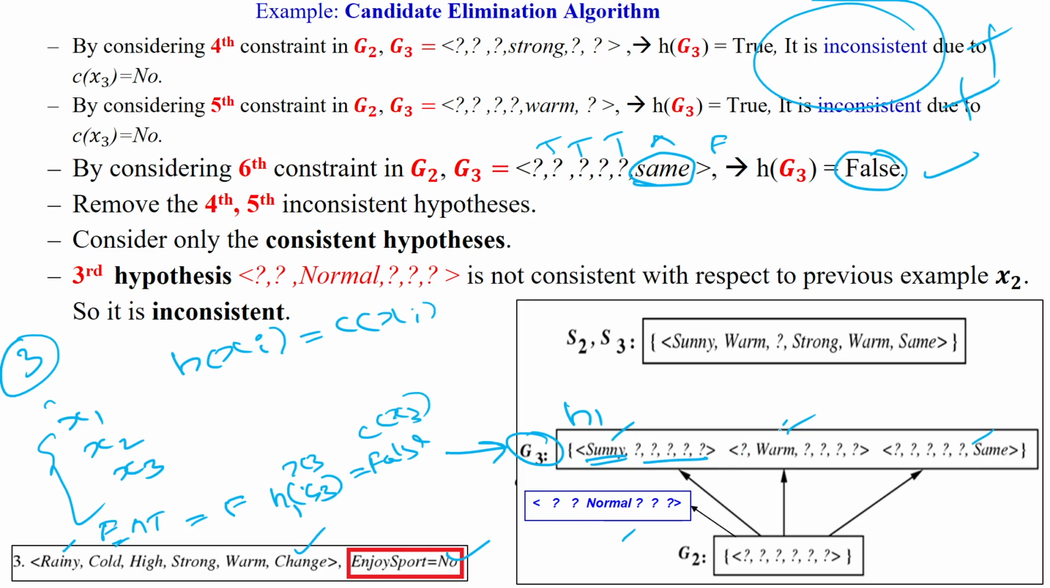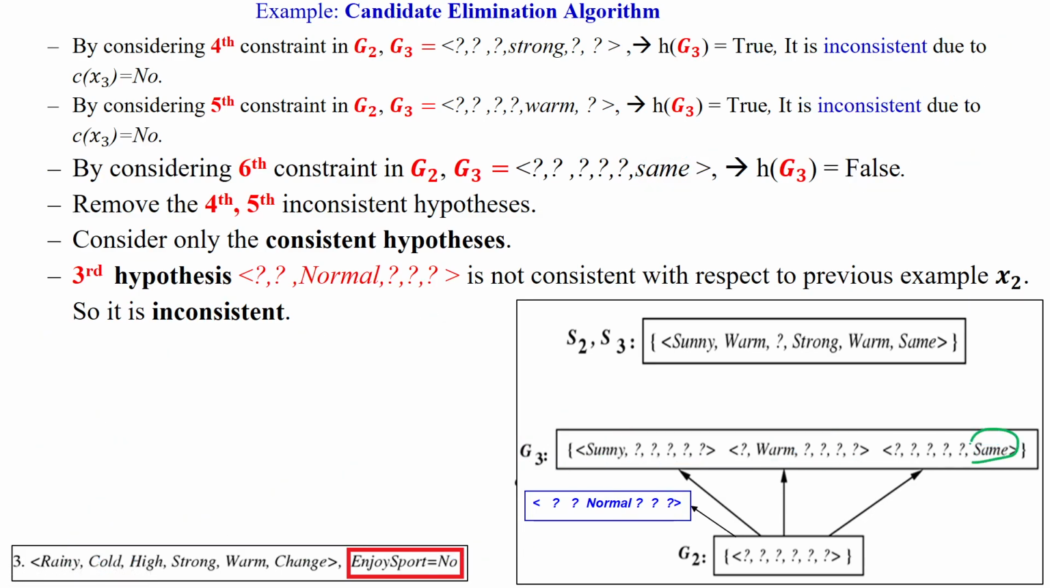Like this, when you are checking, all will match. For example, here it is warm, and here it is cold, so it will give you the false value. So this will also be no, and it will give you the consistent hypothesis. Here it is the same, here it is a change, so it will give false. So false logically ANDed with true will give false. So here also false, here also no, so it is consistent.